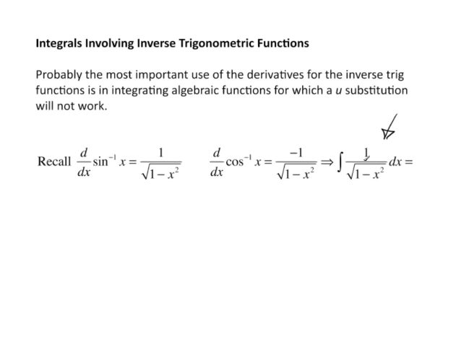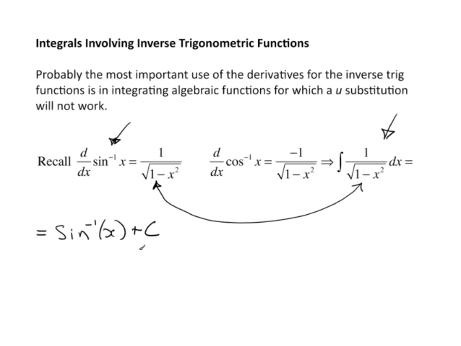So look at this, and this is actually inverse sine. You can see that this function right here is the same as the derivative of inverse sine of x. So obviously, the antiderivative is going to be inverse sine of x plus c. So the solution to this will actually be inverse sine, like I said, of x plus c.